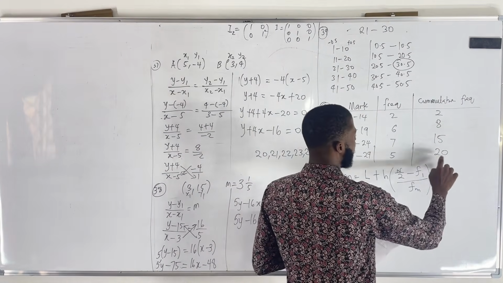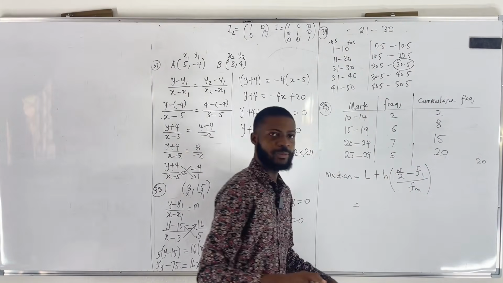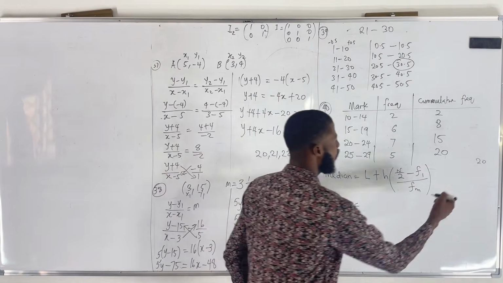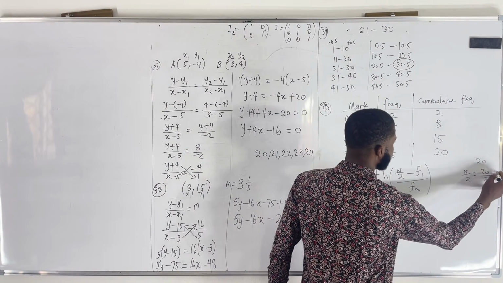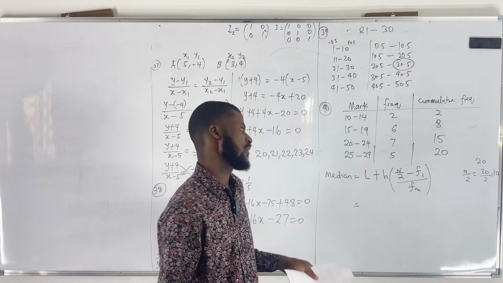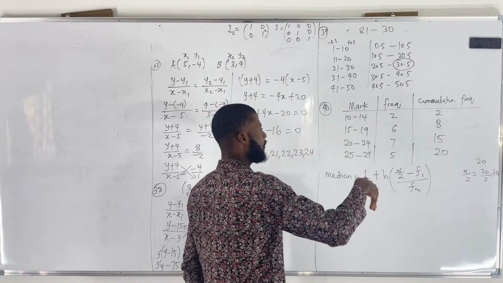Now, how many students do we have? 20 students in total. So, if there are 20 people in total, where would the median be? The middle. What is half of 20? That's n over 2. So 20 over 2 is what? 10. So 10 will become the position where we're going to see our median, because we have to divide it into 2 equal parts to get the middle one.